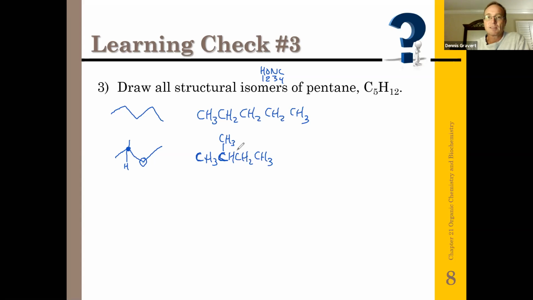This carbon is this carbon. Two H's that are not being drawn in, and two carbons. Yep, two H's and two carbons. Anyways, I'm supposed to be drawing all the isomers.